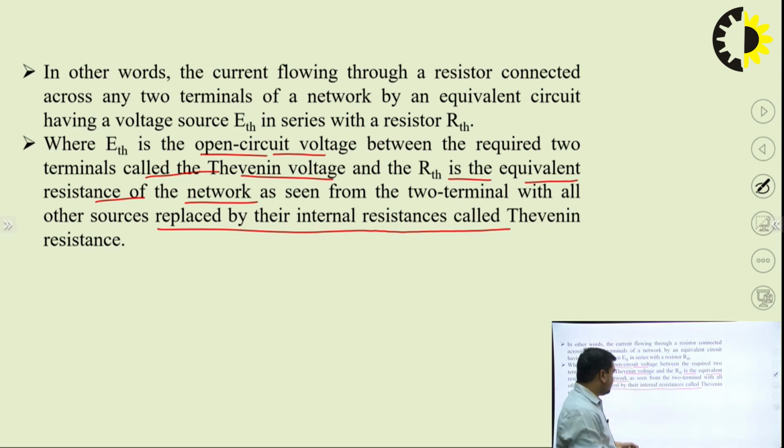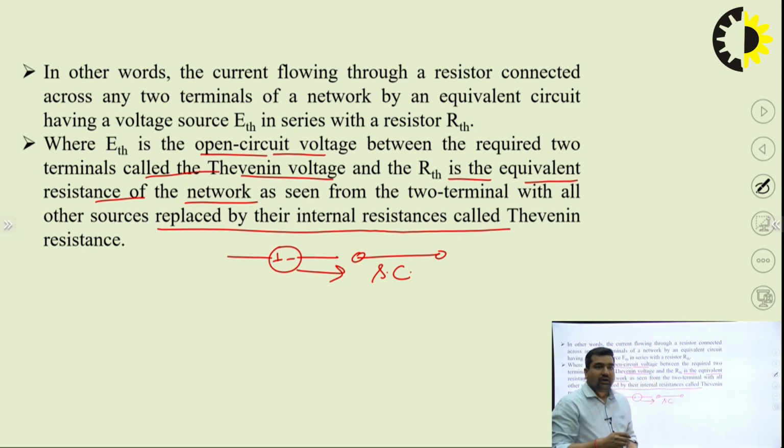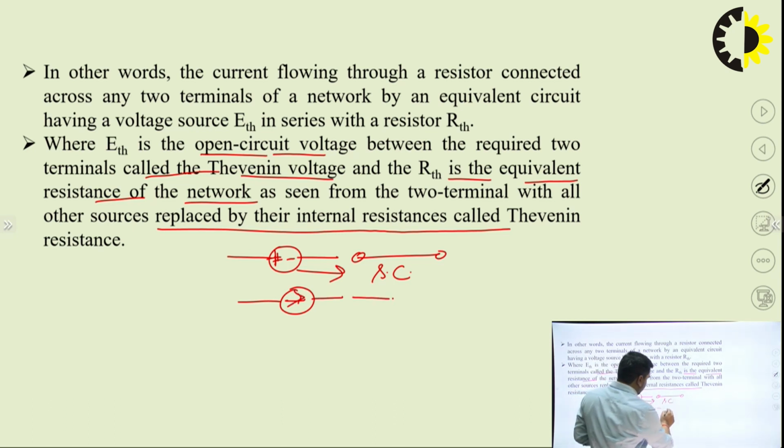Deactivation means the voltage source or current source is replaced by its internal resistance. If it is an independent voltage source, it is replaced by a short circuit. In case of a voltage source, we replace the voltage source by a short circuit, and in case of a current source, it is replaced by an open circuit.